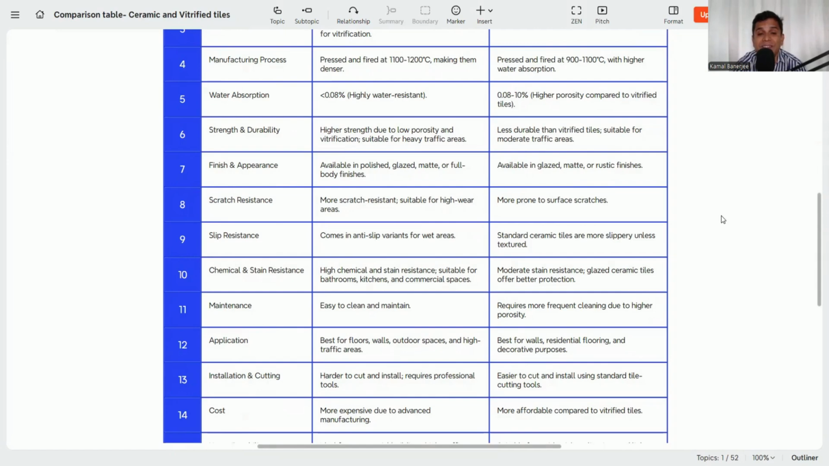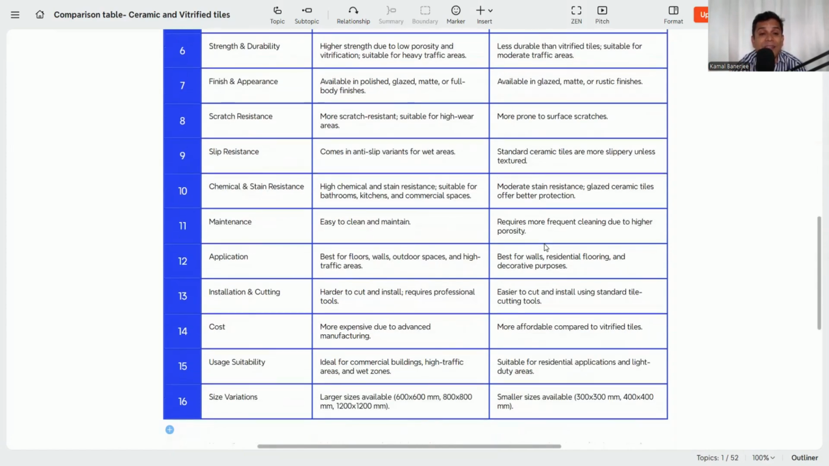So slip resistance comes in anti-slip variations for wet areas. The vitrified tiles have anti-slip resistance, so they can be used in the wet area. But standard ceramic tiles are more slippery and have less texture, so it is not advisable to use them in the wet area, because it becomes slippery and an injury or an accident can happen. So according to the requirement, you can choose based on the criteria of slip resistance.